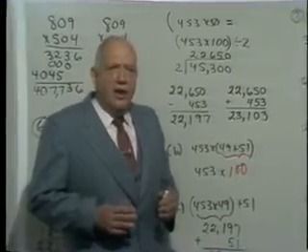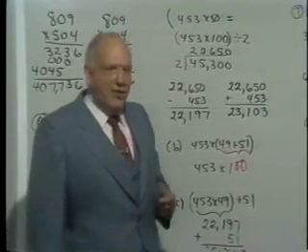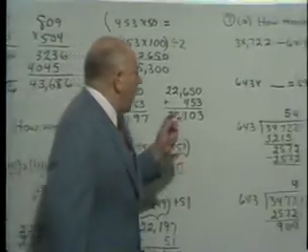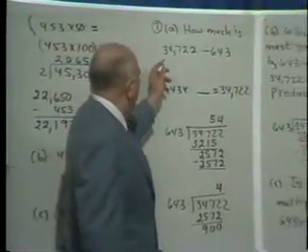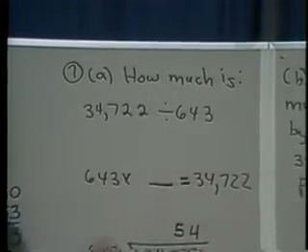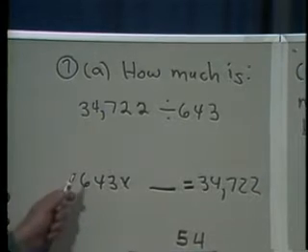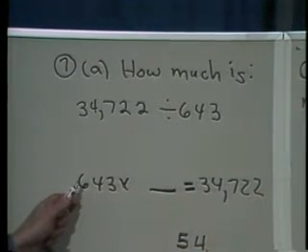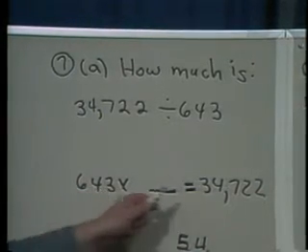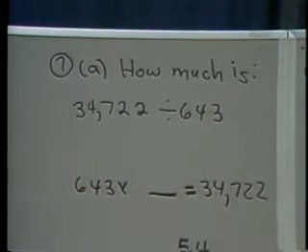Now what I want to do is turn our attention to the division process. Okay? Let's do some of the division problems. Problem number 7 says, how much is 34,722 divided by 643? And as a multiplication problem, what it really says is, what must you multiply by 643 to get 34,722? Well, you see, remember how we do this problem?